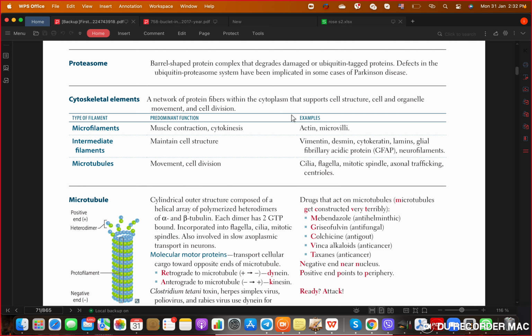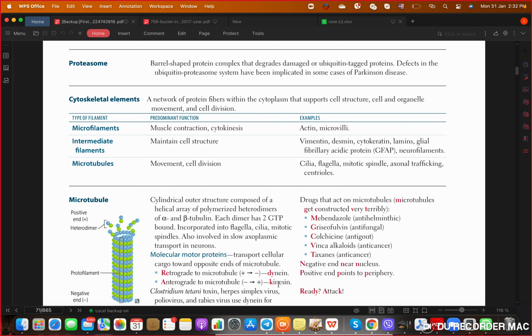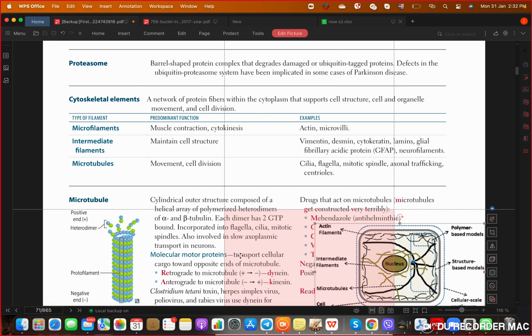Okay, microfilament. So the microfilaments are the smallest. Actually, I don't like just to read them. I want to have something in front of me. Just a second.